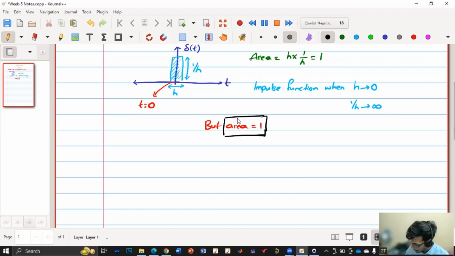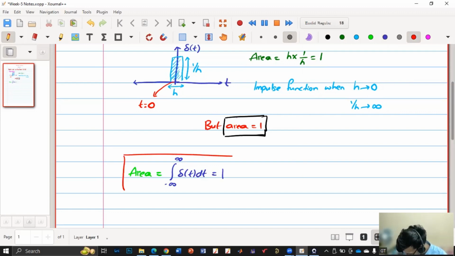So now if I use the formula, area under the curve is nothing but the integration, right? So I will be integrating from minus infinity to infinity delta of t dt, which is equal to 1. So this is one condition of delta of t. So the area of delta of t is 1. But the value of delta of t at t equals to 0 is infinite or undefined. So if we are asked what is the value of delta t at t equals to 0, it is infinite. And for the other values of t, it is 0.